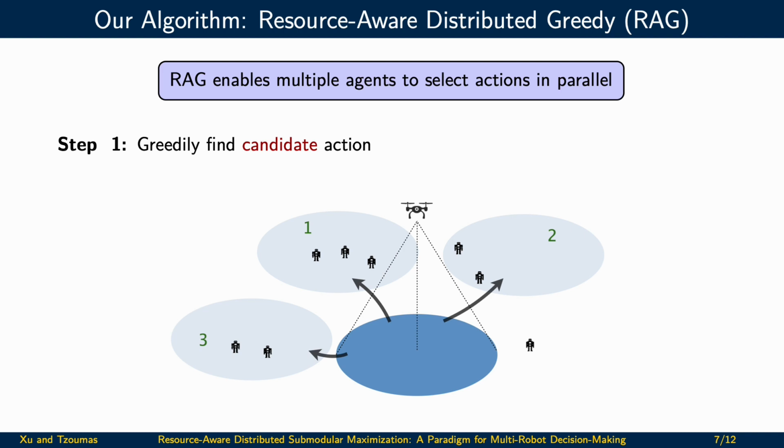Then, let's see how the algorithm works. Our algorithm, resource-aware distributed greedy, or RAG, enables multiple agents to select actions in parallel. First, all the agents simultaneously find their candidate actions that give the largest marginal gains. For example, here, this action 1 will be the candidate.